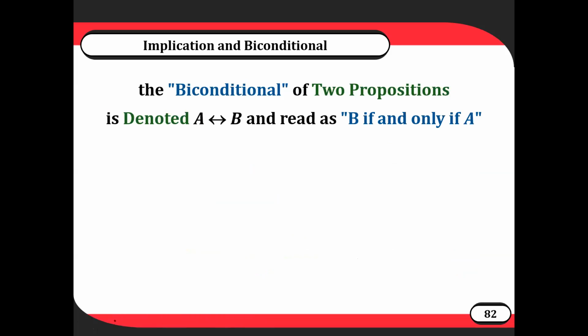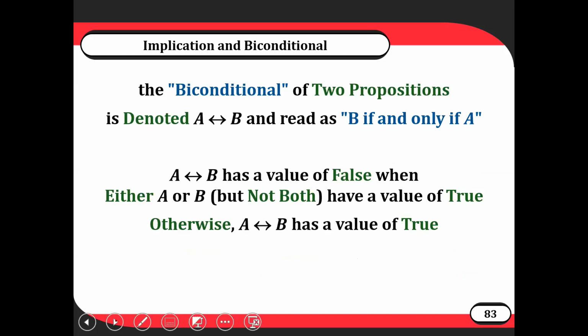So the biconditional of two propositions is denoted A with this double arrow B, and it's read as A if and only if B, or you can say B if and only if A. Either of those is fine. They mean the same. So A if and only if B has a value of false when either A or B, but not both, have a value of true. Otherwise, A if and only if B has a value of true.